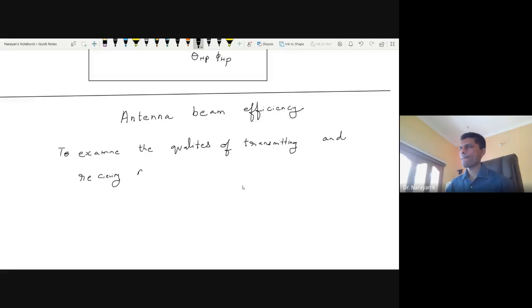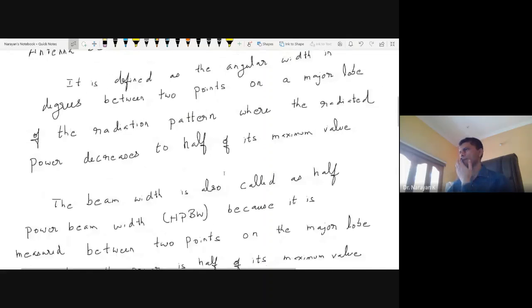Receiving antenna. And it is a very important parameter in antenna design. So your beam efficiency is given by the area under the major lobe divided by the total beam area. So what is your total beam area?